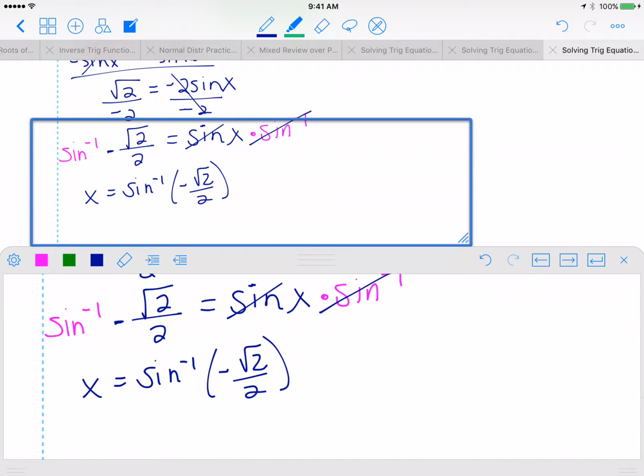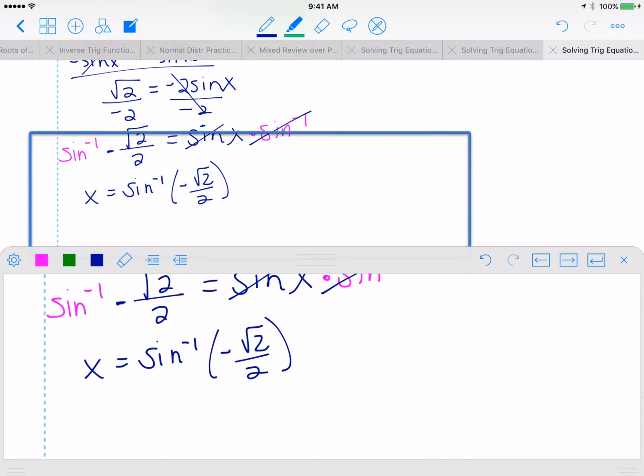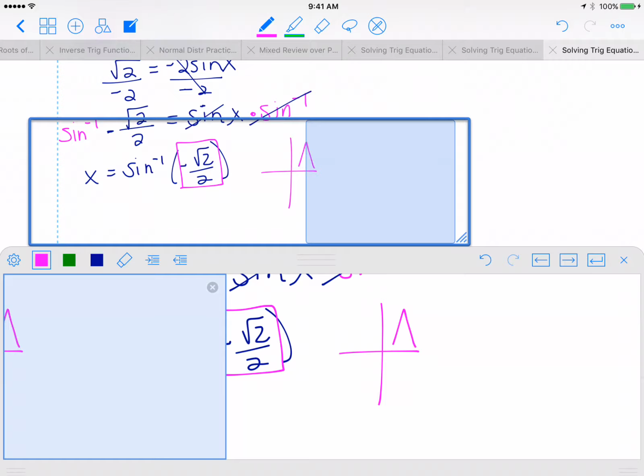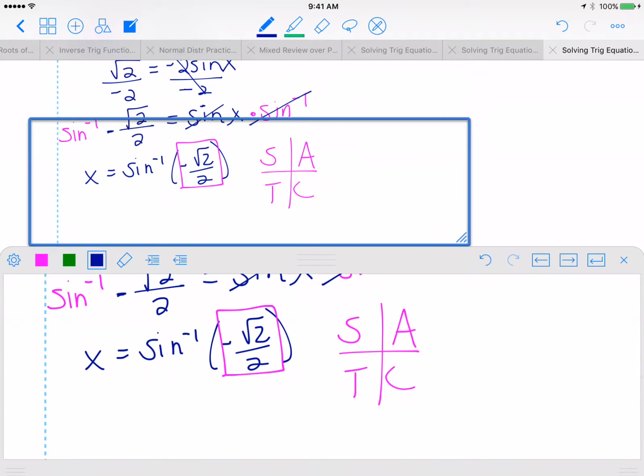we're looking at, where is sine negative square root 2 over 2? What radian measure, what degree measure is that? Let me try that again. Negative square root 2 over 2. So hopefully you thought about that, and where we see that is going to be, remember, our All Students Take Classes. So sine is going to be negative in quadrant 3 and quadrant 4.